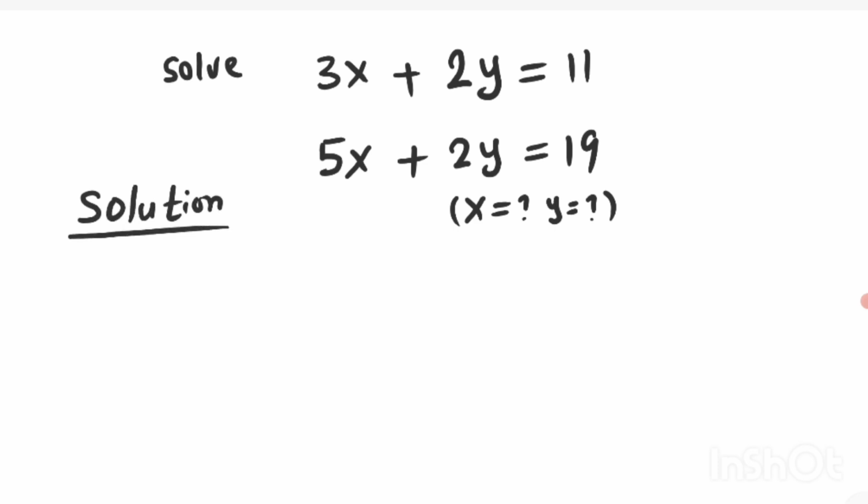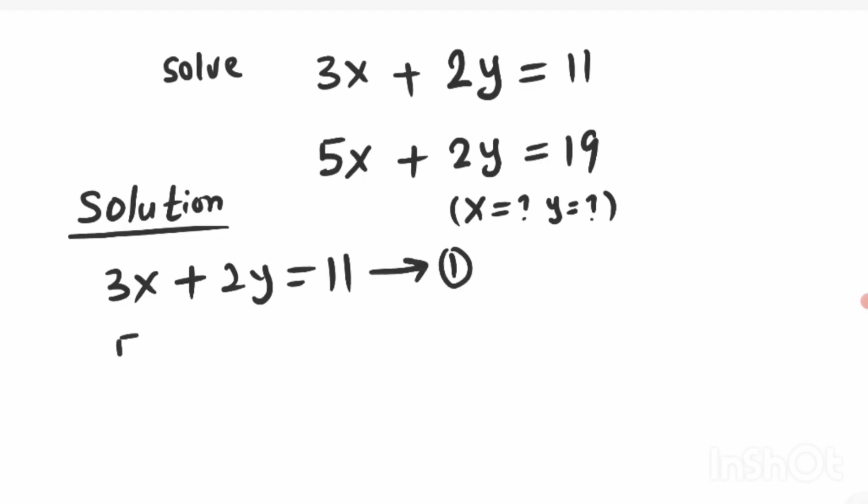Here we have 3x plus 2y equal to 11. Let us call this equation 1. Then we have 5x plus 2y is equal to 19. Let us call this equation 2.